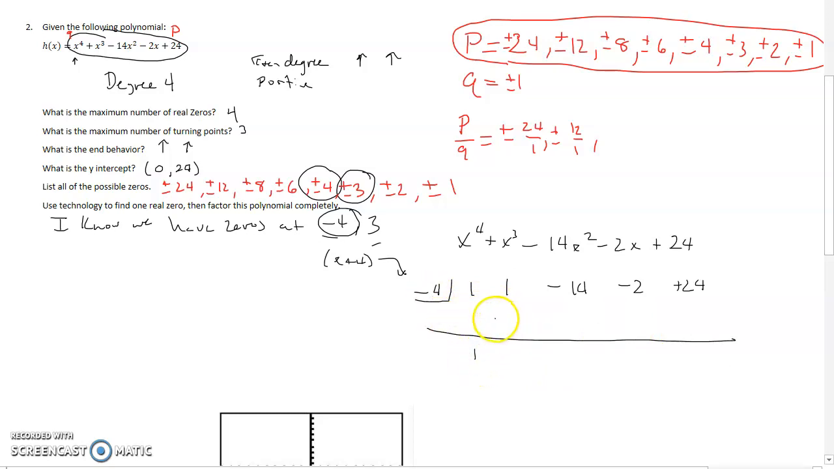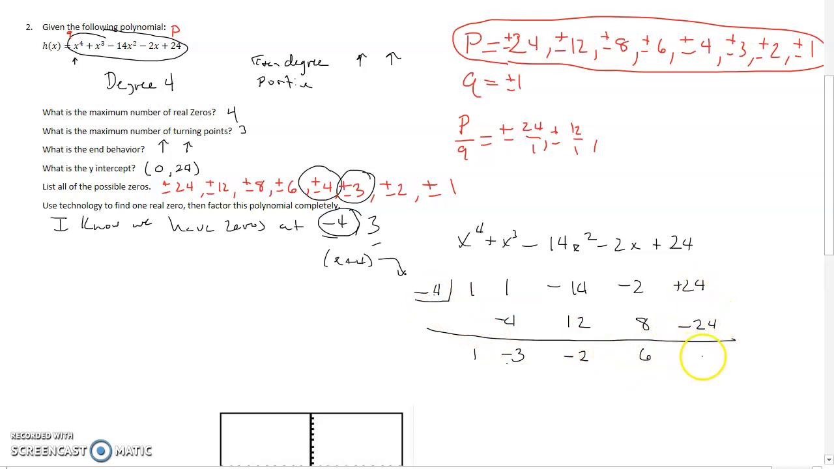Now, what we're going to do is bring our first number down. 1 times negative 4 is negative 4. 1 plus negative 4 is negative 3. Then we multiply. Negative 4 times negative 3 is positive 12. Then we add down. Negative 14 plus 12 is negative 2. Then we multiply. Negative 4 times negative 2 is positive 8. Then we add down. Negative 2 plus 8 is 6. Then we multiply one last time. Negative 4 times 6 is negative 24.